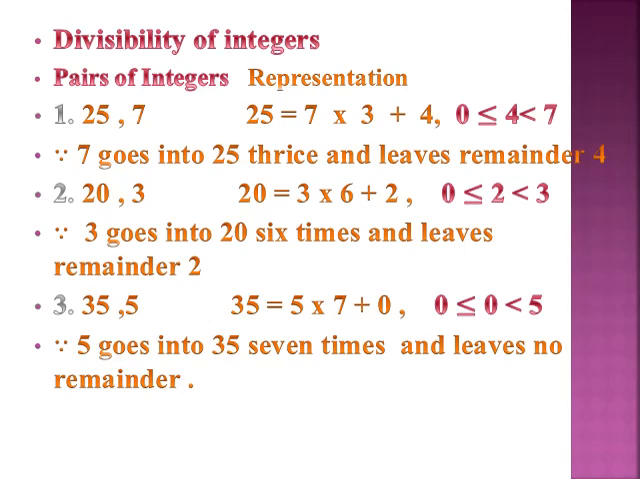Now the third example, 35 and 5. If you divide 35 by 5, you will get exactly 7 groups and the remainder is 0. If you want to make groups of 5 from 35 chocolates, there are exactly 7, so nothing is left. So here 0 less than or equal to 0 less than 5. So 5 goes into 35 seven times and leaves no remainder. Here the remainder is 0.